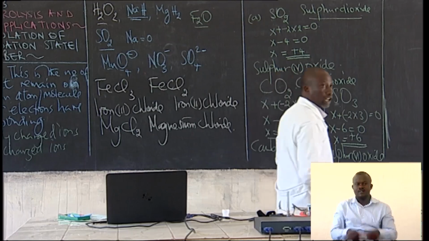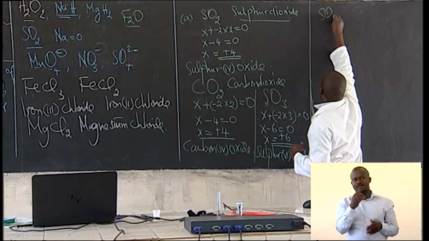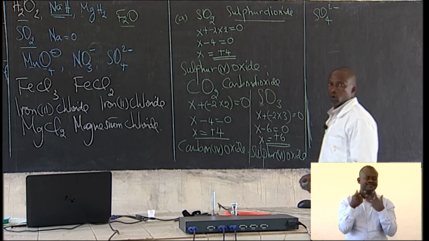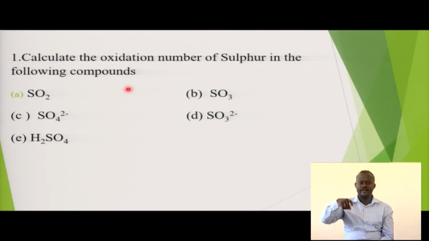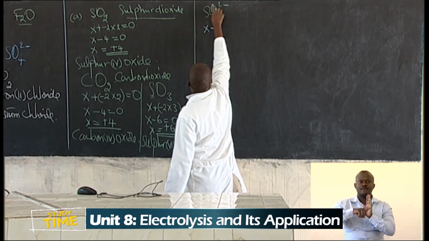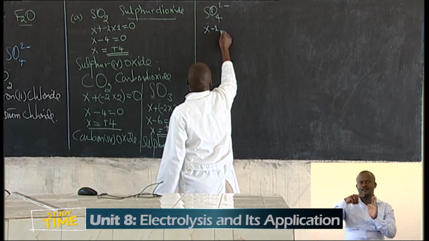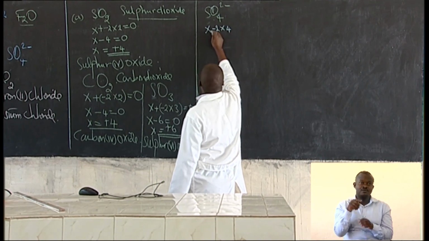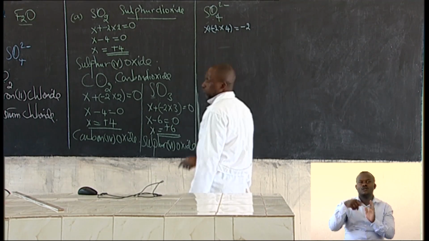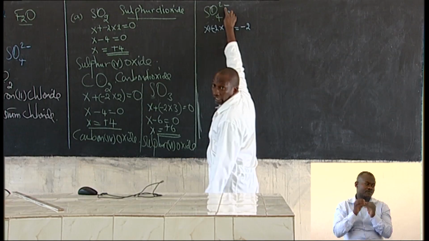Let's calculate another oxidation state. Sulfur, what is the oxidation state here? This will be X minus, this oxygen is -2, remember, times 4. So we can say plus. This will be equal to -2, the number of charges here.